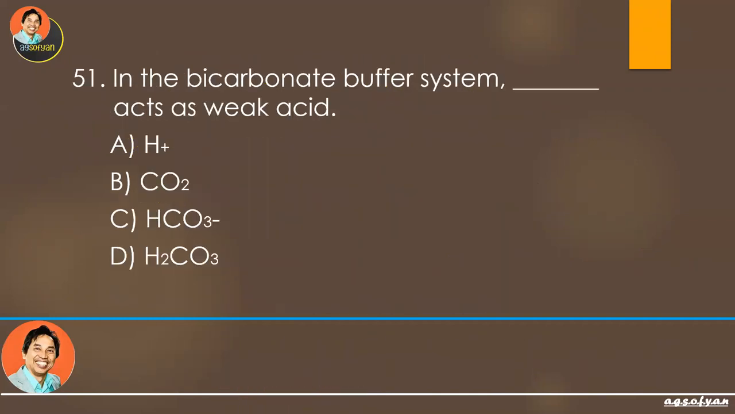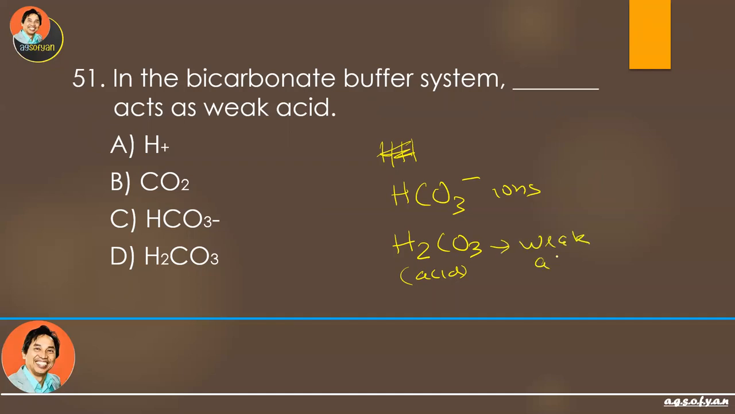In the bicarbonate buffer system, blank acts as a weak acid. So the bicarbonate buffer system, we have it in our blood, it consists of these two substances, which are bicarbonate ions and carbonic acid. Okay, so the name is telling you this is actually a weak acid.